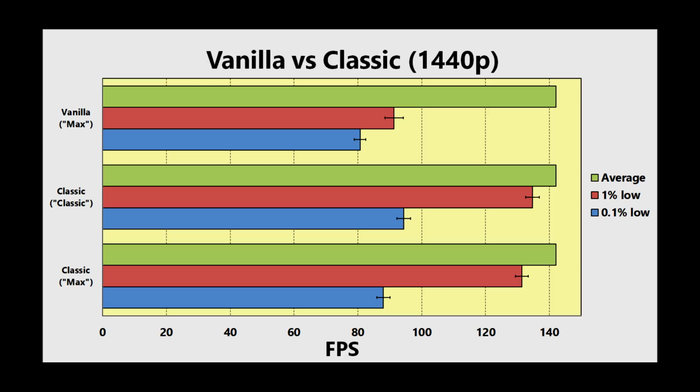However, what you might notice is that the Vanilla gameplay at the top, the 1% lows especially, are significantly lower than either of the Classic gameplay options. We see a drop of almost 30% when playing in the Vanilla client to about 90 frames per second for the 1% lows versus around 130 frames per second for the 1% lows of the Classic client, whether it was at maximum settings or the Classic settings.